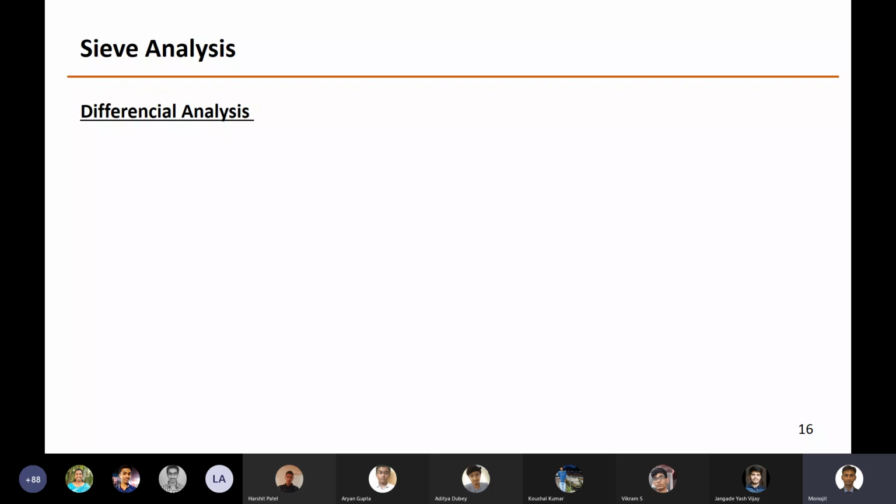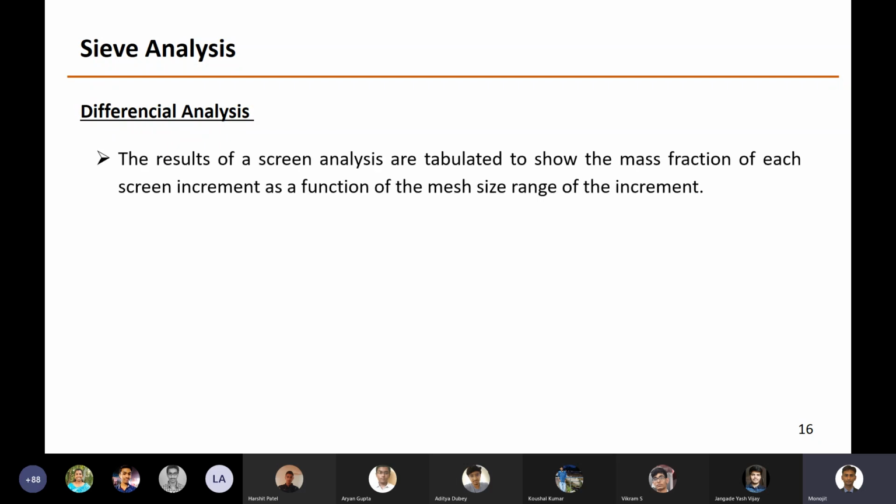By the term itself, differential analysis, you can predict what it is. It is the result of a screen analysis which is tabulated to show the mass fraction of each screen increment as a function of the mesh size range in the increment.